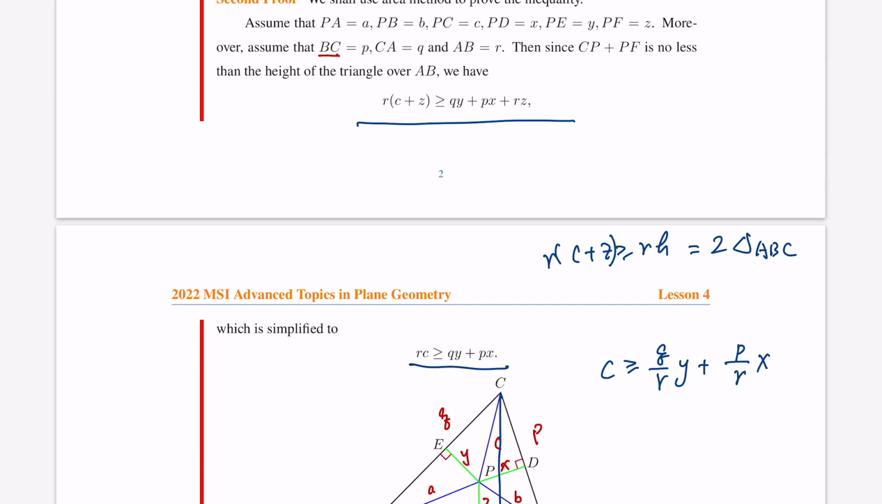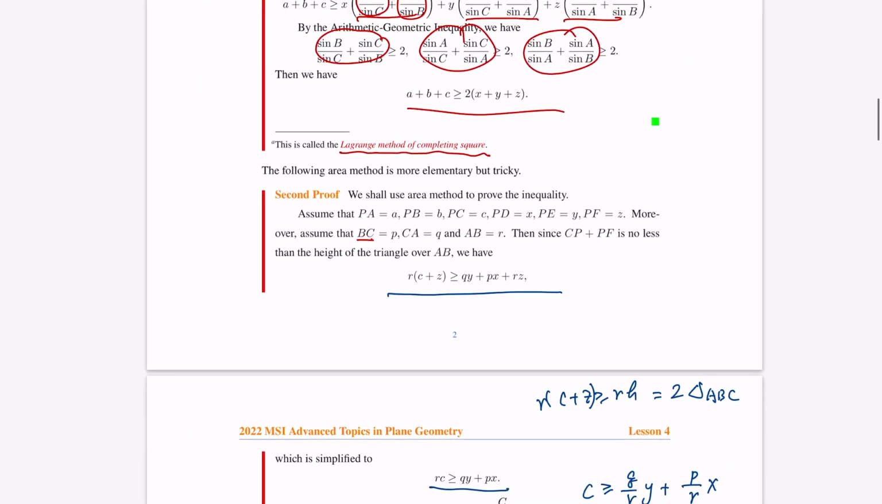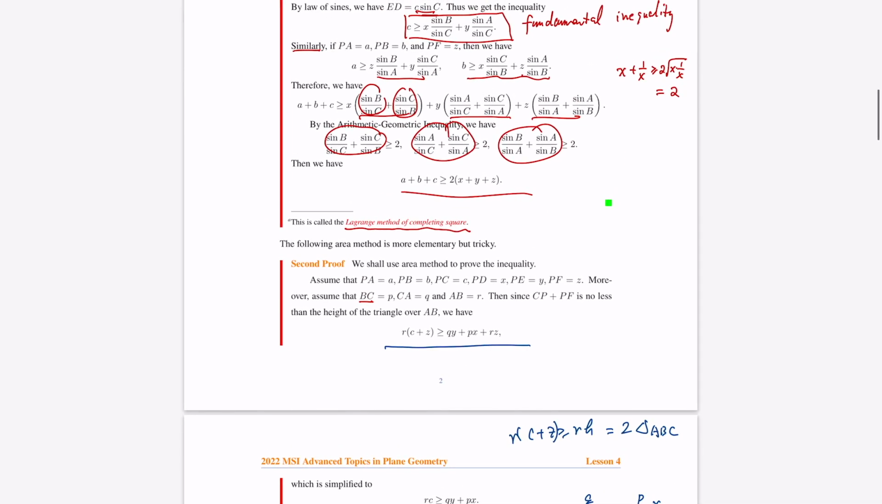You probably think, okay, I can run this 3 times for the other 3 corners, add up, and get the Erdős–Mordell inequality. It turns out this is not true. You can try it, and you can also compare this to the inequality here.